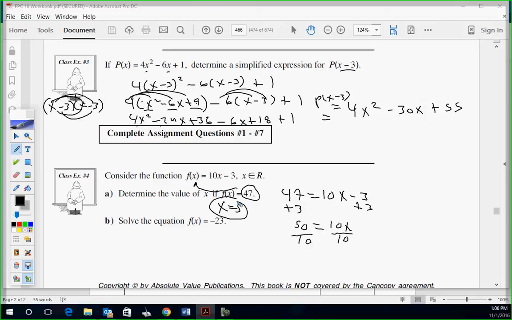And then do the same thing for negative 23. Negative 23 equals 10x minus 3. Add 3. Add 3. Negative 20 is 10x. Divide, divide. x is negative 2. When x is negative 2, you get negative 23.